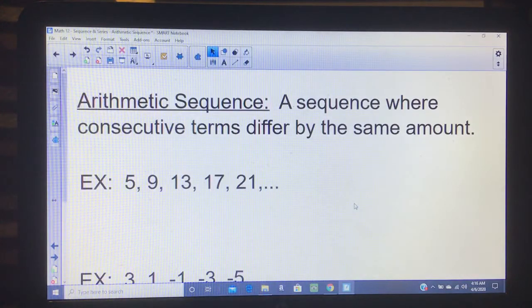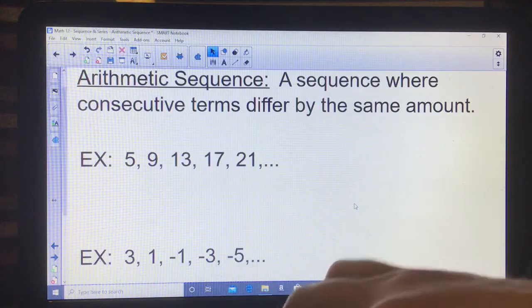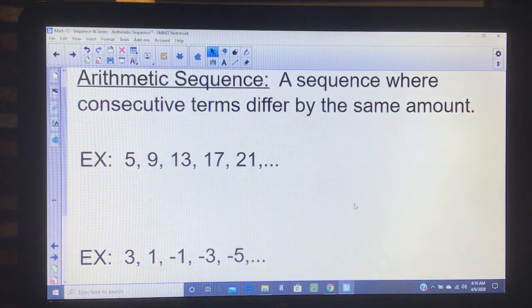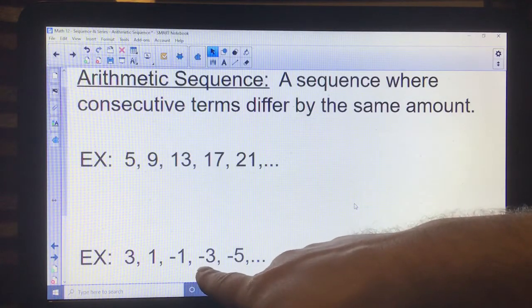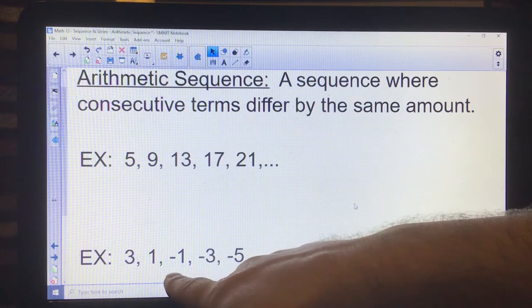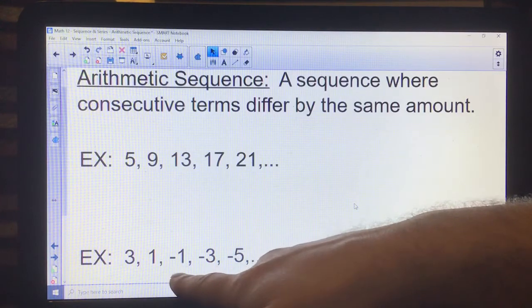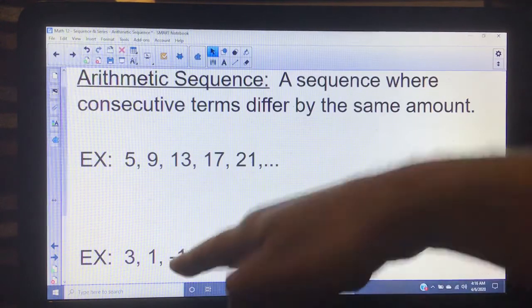If you subtract any 2 terms next to each other, they give you the common difference. In this case, the common difference was -2. Notice I could take any 2 terms. I could do -3 minus -1. Now, -3 minus -1 would actually give me -2, because it'd be -3 plus 1.